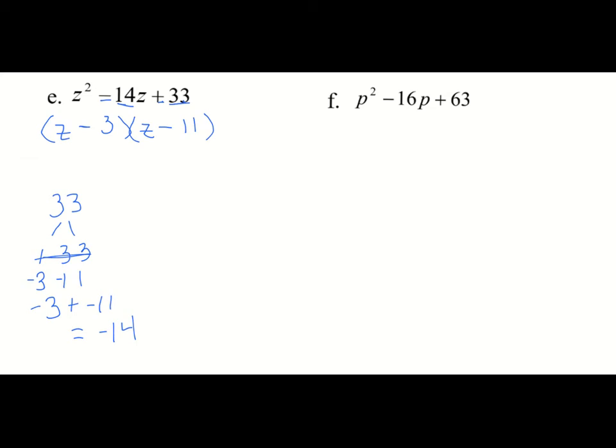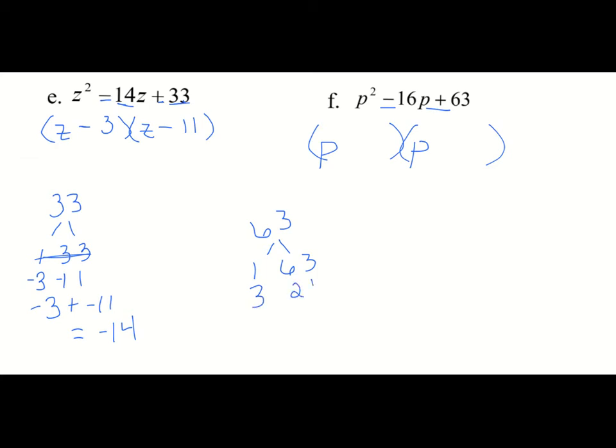Let's take a look at F. Again, we have a negative and a positive in that order. So I should have two negative numbers when I factor. And I'll put my p's in there. 63 is our number. We need to look for the factors of it. So we have 1 and 63. It is not divisible by 2. But we have 3 and 21.